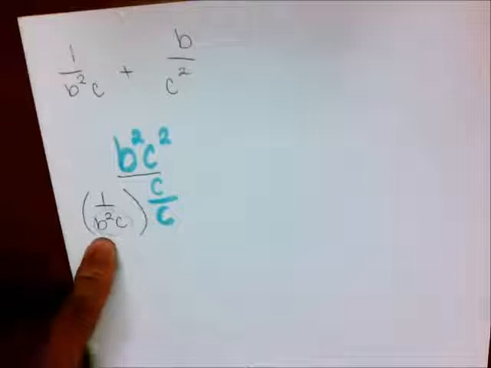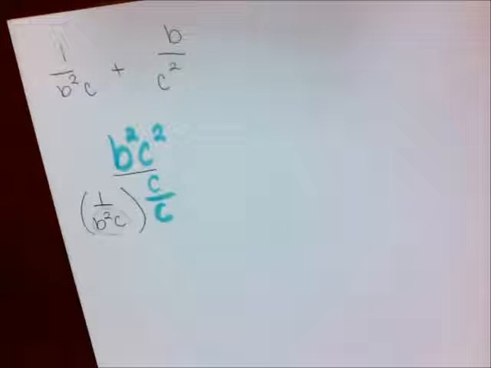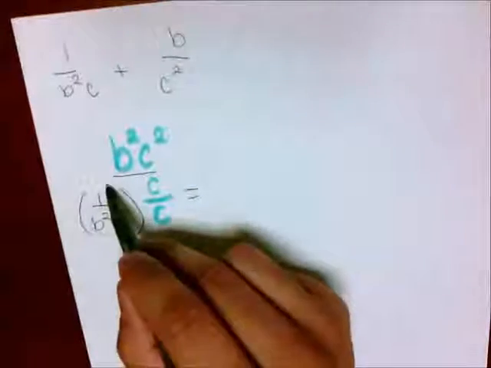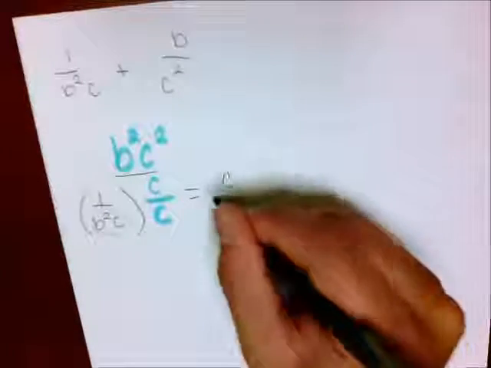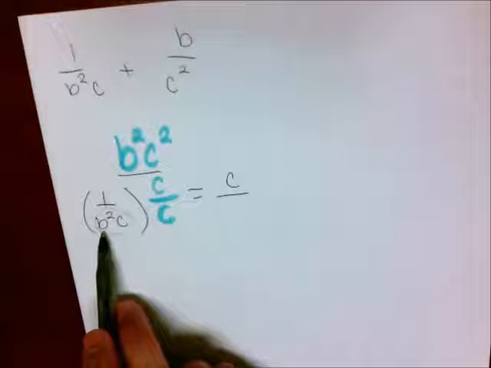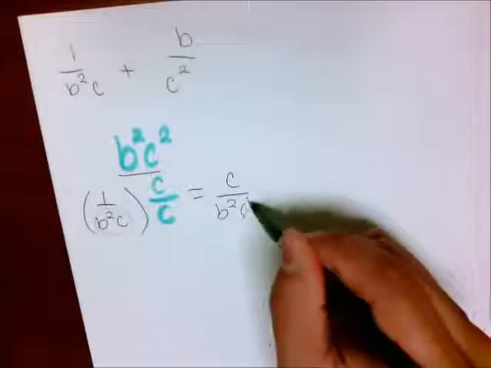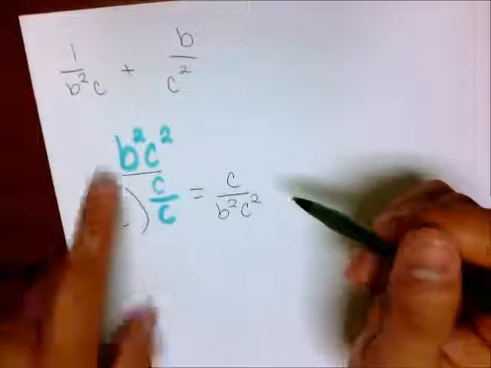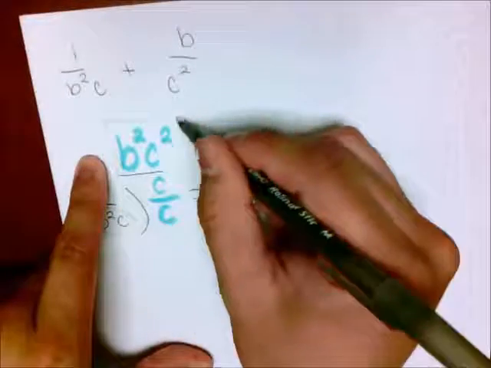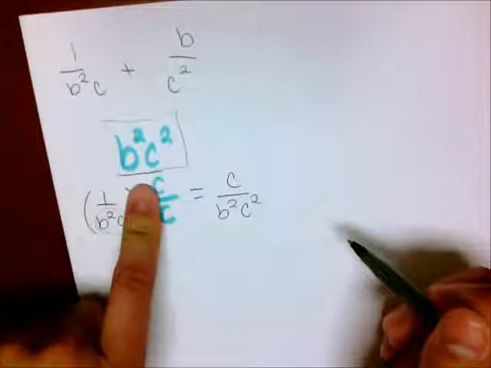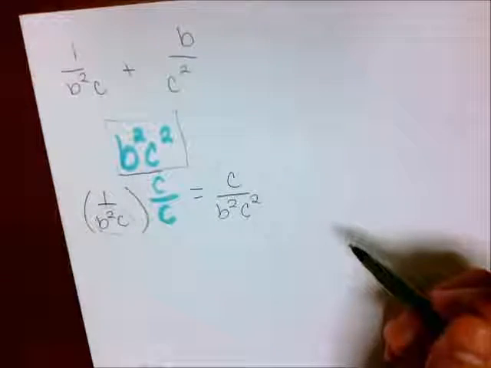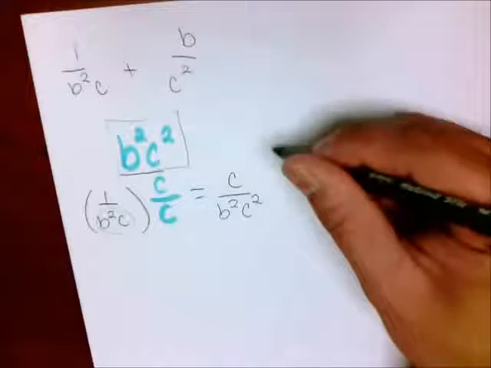Alright, so let's work with this left side. What are we going to get as our answer for the whole? So we just have to multiply right across. So what is 1 times c? We're just going to get c on top. And then b squared c times c is going to give us b squared c squared. And that is our goal, by the way. If you get b squared c squared on the bottom, that's your goal. That's what we're aiming for. That's what we want. Okay, so this was the left side of the equation.